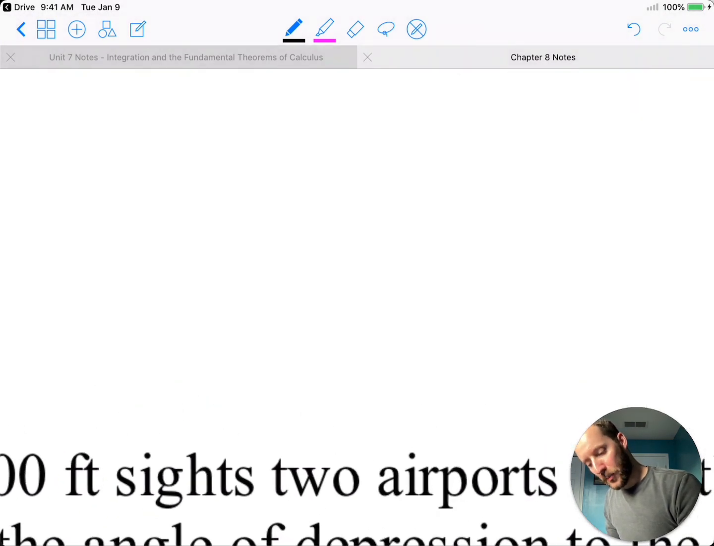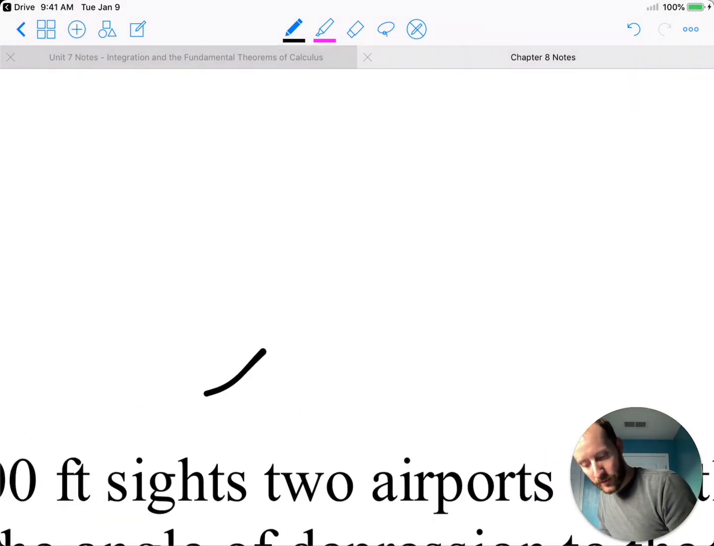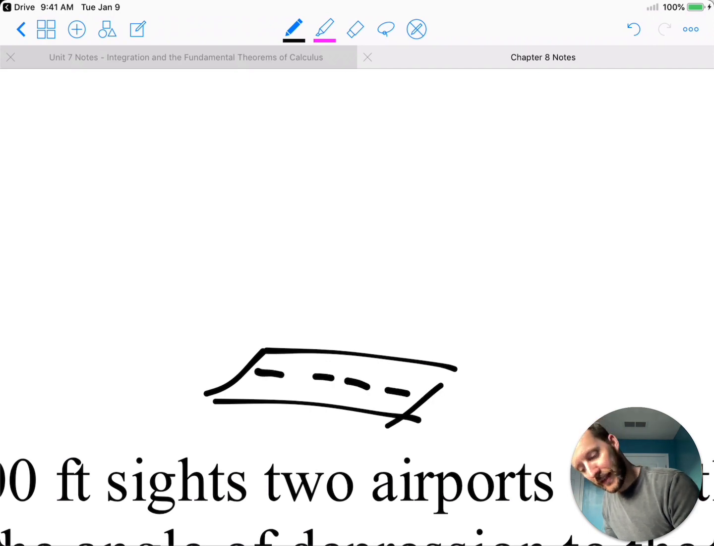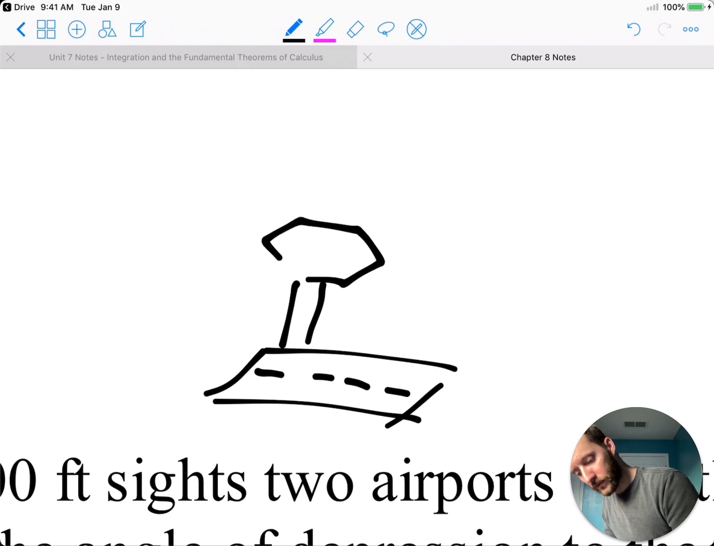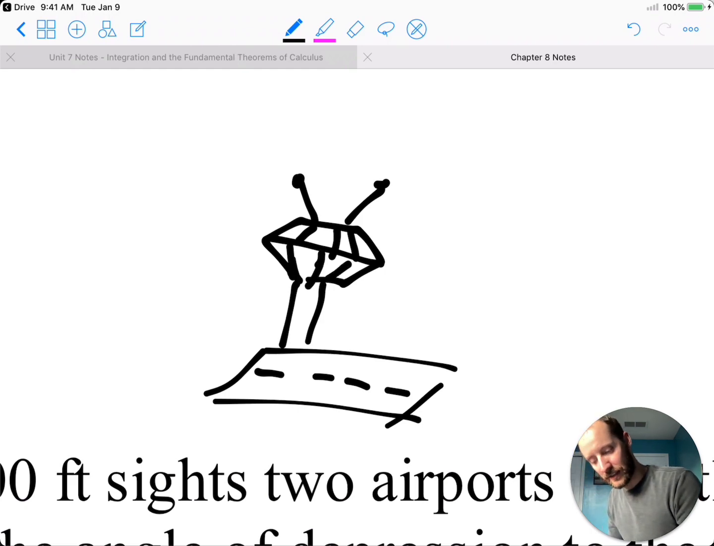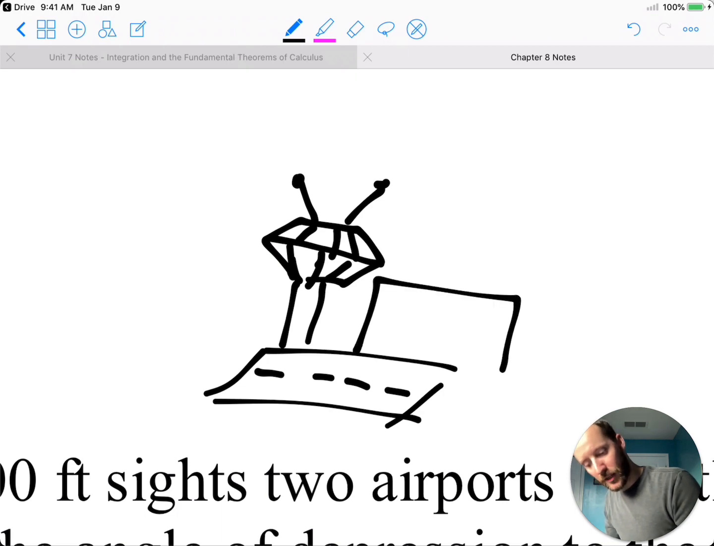So let's draw an airport. Airports have runways. They have control towers. It's like some kind of really bad UFO. And the window panes. Looks a little like the Space Needle in Seattle. Wow. And the terminal. See? Airport. You can tell.